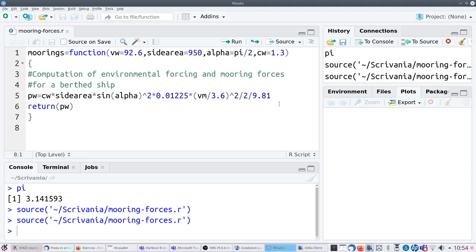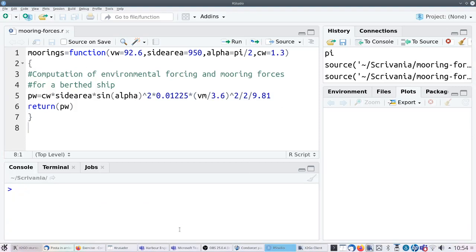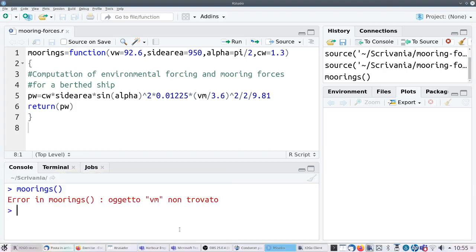And at this stage, I can just type the name of the function, and there are the default values, and then it should work. Okay, there is an error. Let's see the error. Okay, the wind velocity. I made a mistake here. It's not VM, but it's VW.